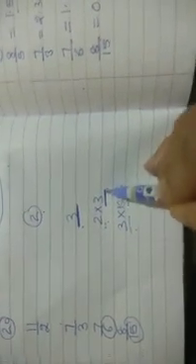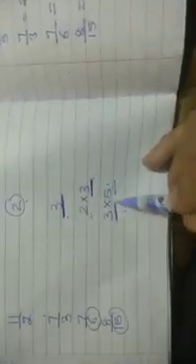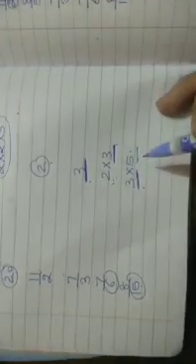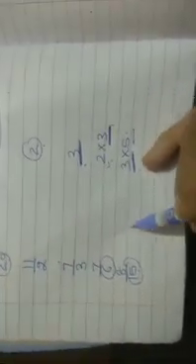Here you can see 3 is there. This should not be there. Here you can see 3 is there. This should not be there. If in the prime factorization of the denominator there is a number other than 2 and 5, then the decimal representation of that number is non-terminating.